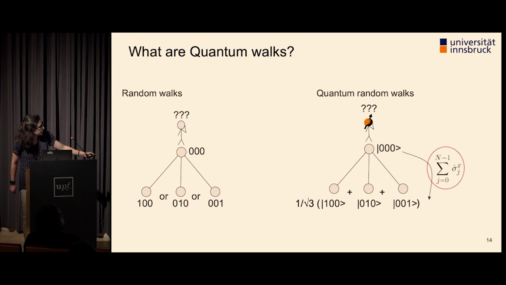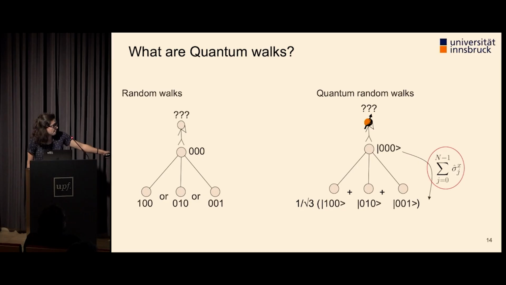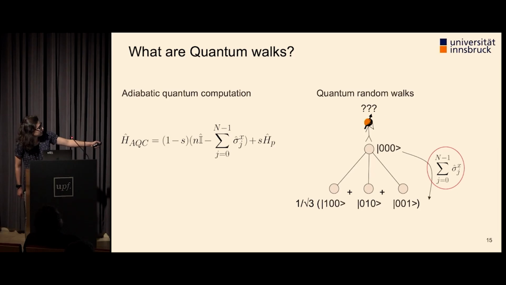You may have noticed that I have labeled these nodes with the initial one as 000, and then 100, 010, and 001. This is because walking along an edge is equivalent to flipping a bit. And we can represent this with a sum over the Pauli X matrices. If you're into your continuous time quantum computing, you may recognize this term because you may have seen it before in the Hamiltonian for adiabatic quantum computation.